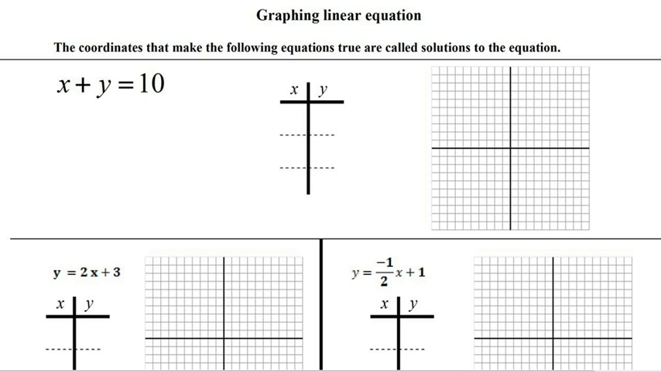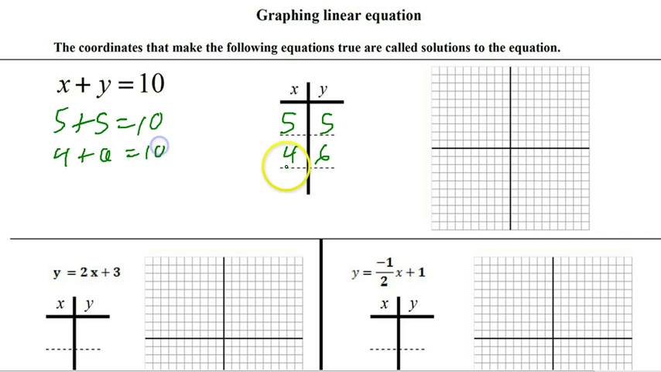So if you have x plus y equals 10, we know one solution would be 5 and 5, because 5 plus 5 equals 10. We could also have 4 and 6, because 4 plus 6 equals 10. And we could have 3 and 7, because 3 plus 7. And there are 3 solutions. What you do to graph is take those solutions and plot them.